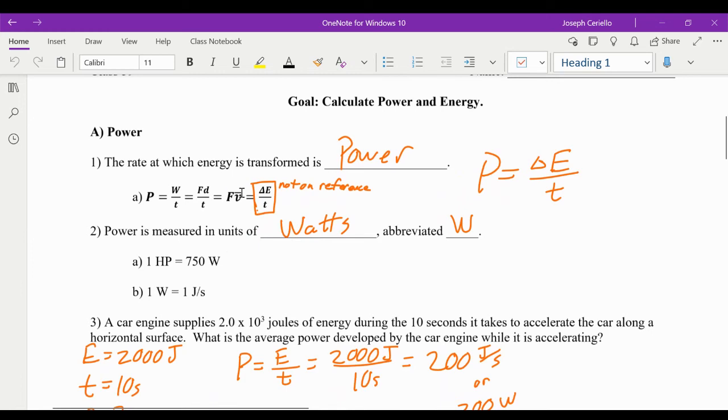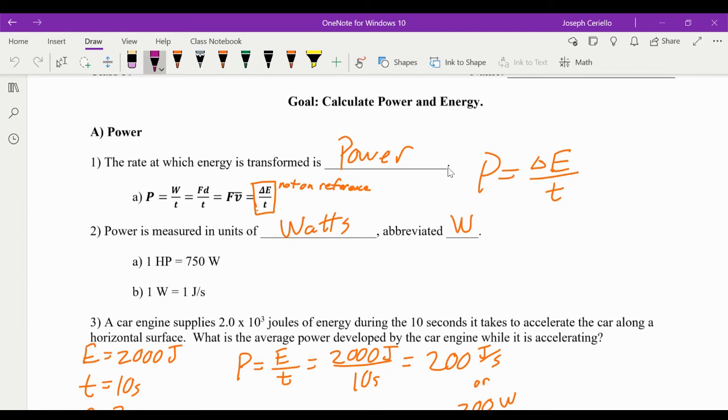So we have this big long equation on the reference table. It says that power is equal to work over time, power is equal to force times distance over time, or power is equal to force times velocity. You'll notice here, how did we get from FD over T to FV? Well, you probably know that D over T is velocity. So if you just replace D over T with velocity, there you go.